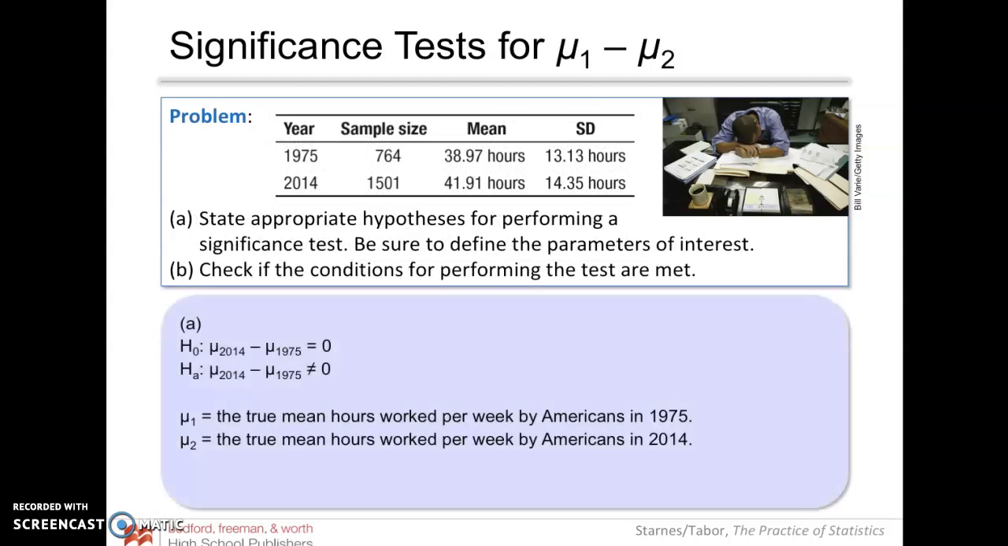So the null hypothesis shows the mean from 2014 minus the mean from 1975 equals 0. And it just said different. Are they different? It didn't say that we suspected one was greater or one was less. So for our alternative hypothesis, we're going to go with not equal to 0. And then we define what each of the different mu's mean. So mu sub 1 is the true mean hours worked per week by Americans in 1975. Mu sub 2 is the true mean hours worked per week by Americans in 2014.